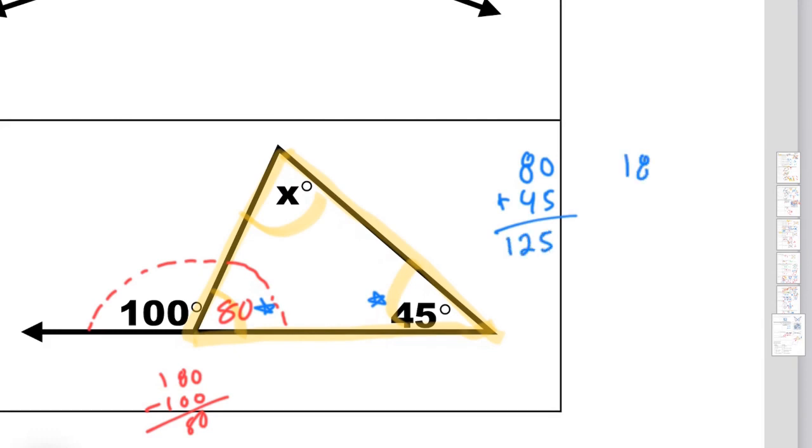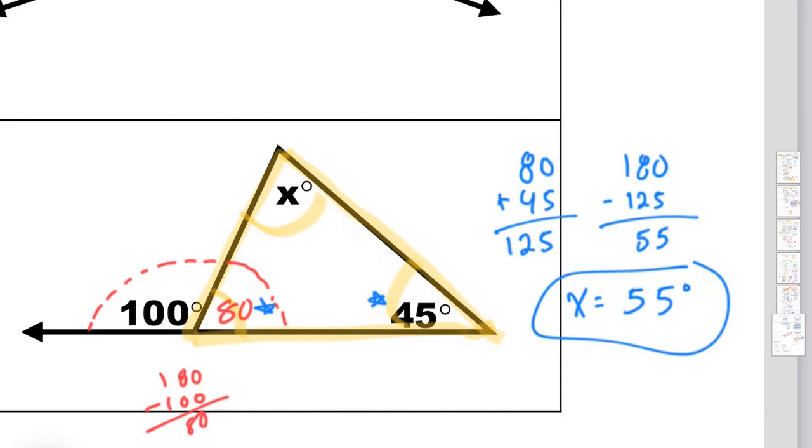And so then we do 180 minus 125 gives me a measurement of 55 degrees. And so here, the value of x is equal to 55 degrees.